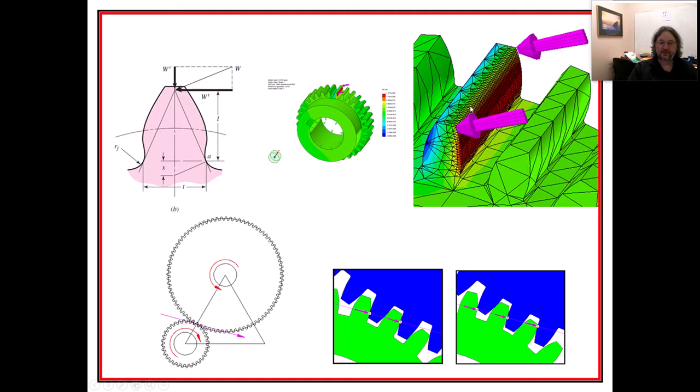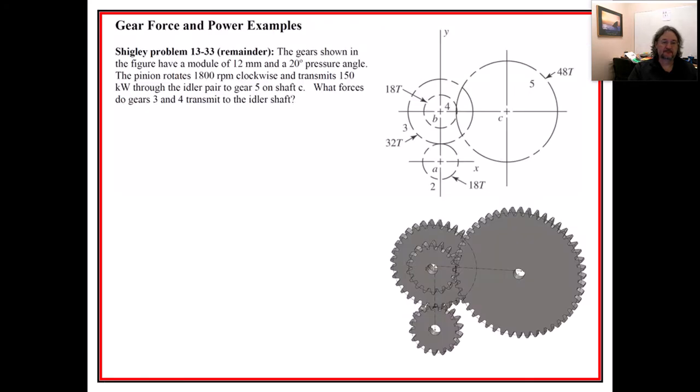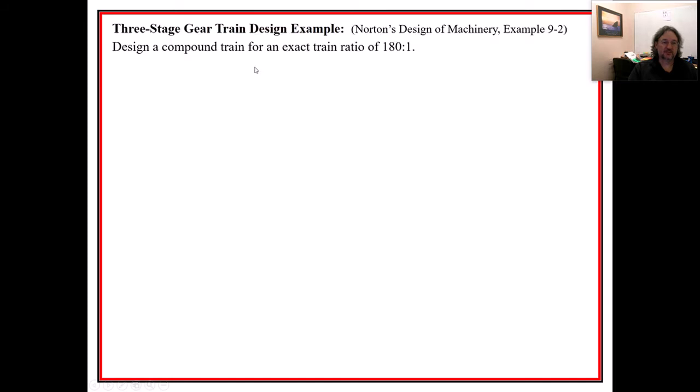You see that we're going to use these gear forces for something, but here it is. Here's the gear force, WT, the transmitted gear force, or tangential, if you will, that we apply. You can see that as force is being applied onto the gear, this is how we arrange it. Okay, so here's an example: gear force and power examples.